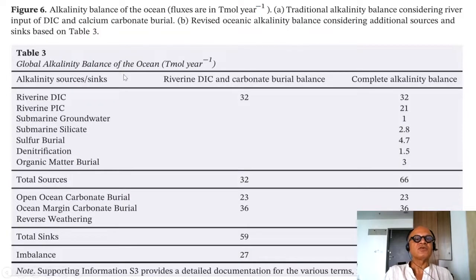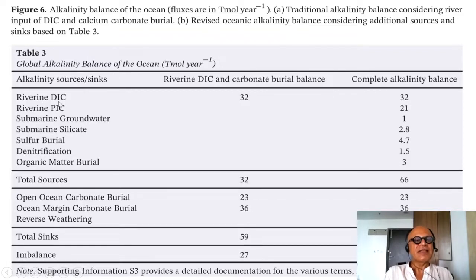That's the point. Okay, so here the table, the same results. Alkalinity balance of the ocean fluxes in teramoles per year. Traditional alkalinity balance considering river input of DIC and calcium carbonate burial, and revised oceanic alkalinity balance considering additional sources and sinks. And it's basically repeating the same point but adding a couple more points.